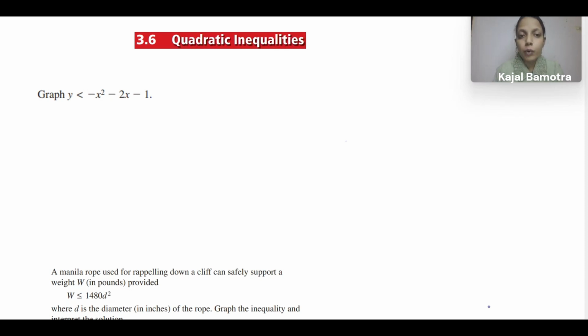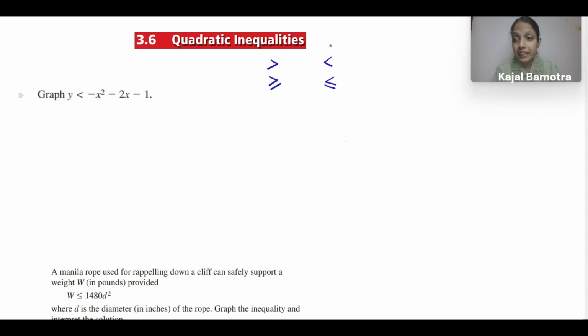Hello everyone, now we will start 3.6 Quadratic Inequality. In the inequality, we will be provided with signs of inequality like strictly less than, strictly greater than, or it may be greater than or equal to, less than or equal to. If the word equal to is there, that means we will include that point. Otherwise, we will take it as a dotted curve. Next, let's see the first one.